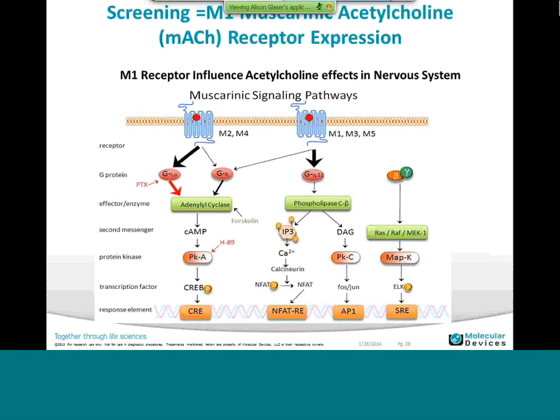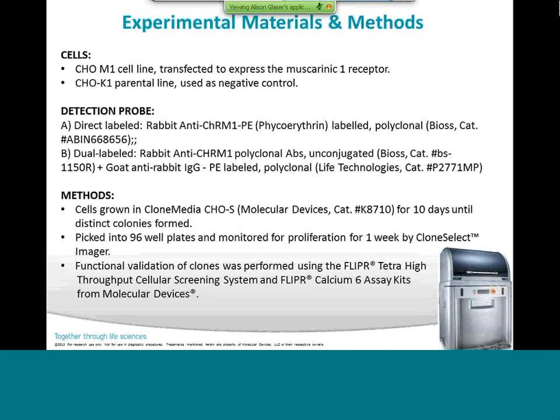For the plating experiment, we chose a CHO-K1 cell line transfected to express the muscarinic 1 receptor, or the CHO-M1 line. Different passages were plated as we wanted to see if the ClonePix could differentiate amongst the different levels of expression. We plated the parental CHO-K1 as a negative control.